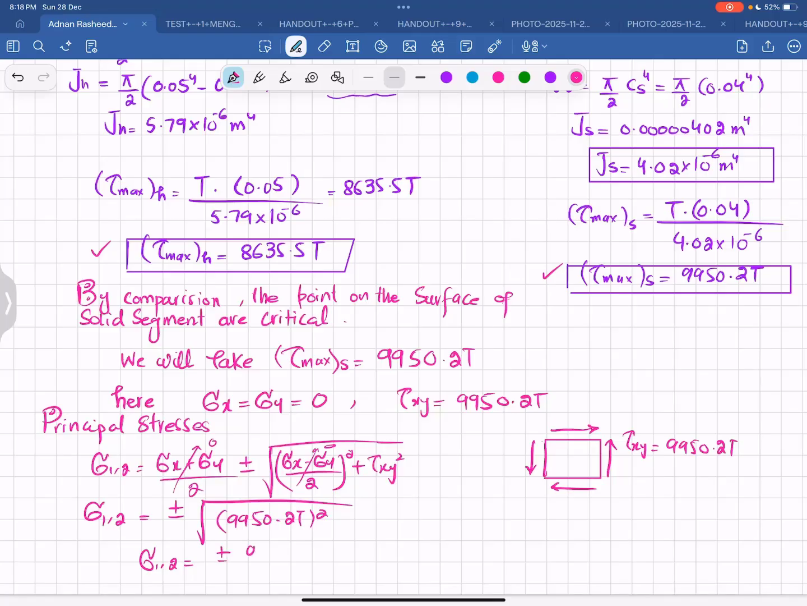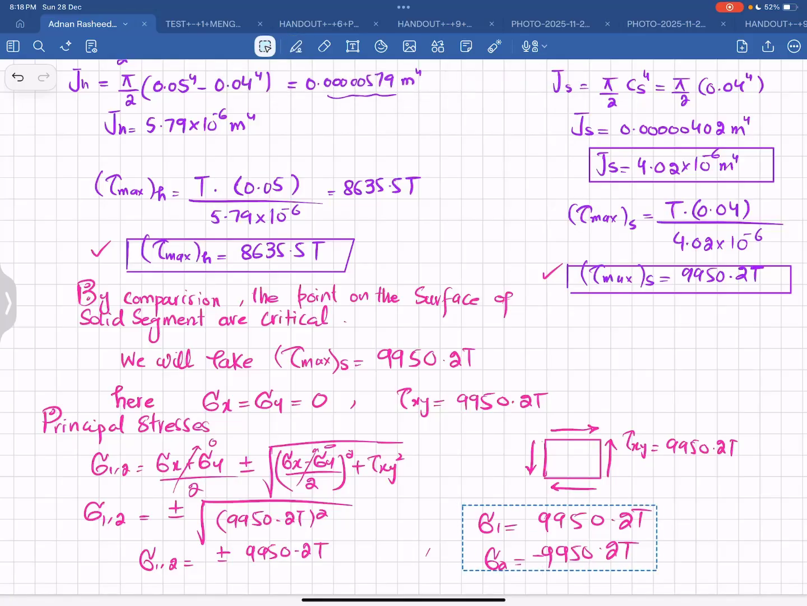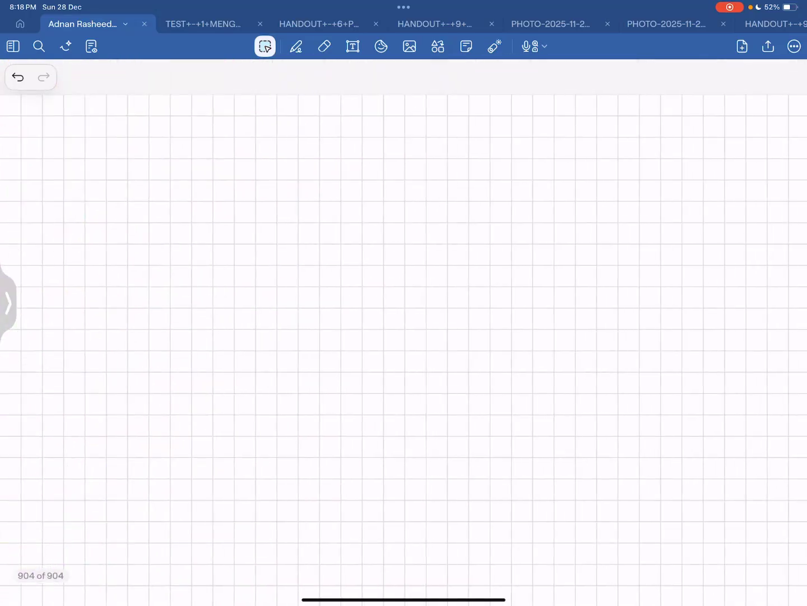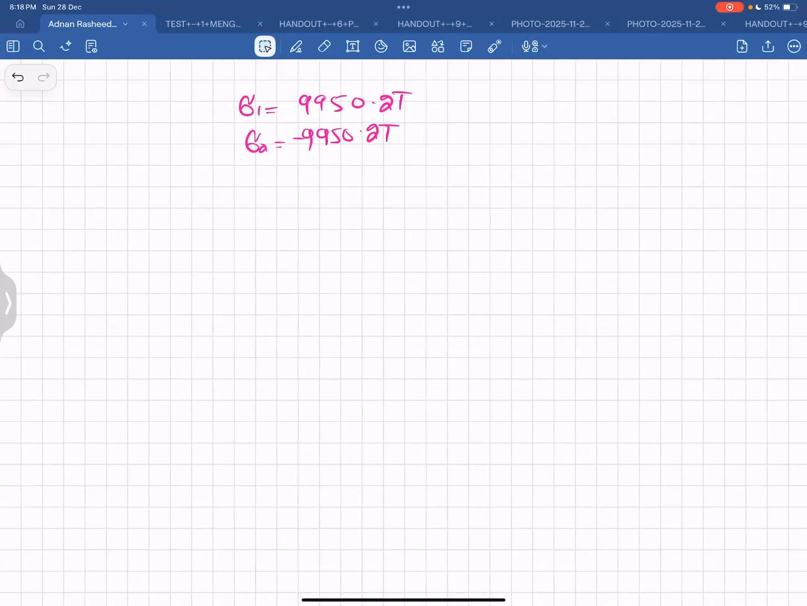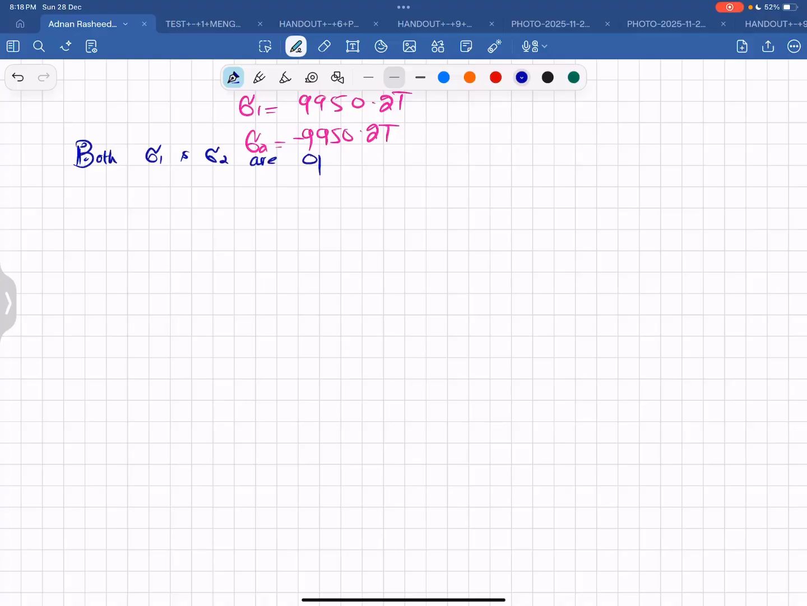When this square root cancels with this square, we will have two values, plus minus 9950.2 t. From here we can see that one principal stress sigma 1 is 9950.2 times t, and the other stress sigma 2 is minus 9950.2 times t. I will copy these two values because we will need them, and move to a new page. I will paste them here, and you can see that both sigma 1 and sigma 2 are opposite in sign.